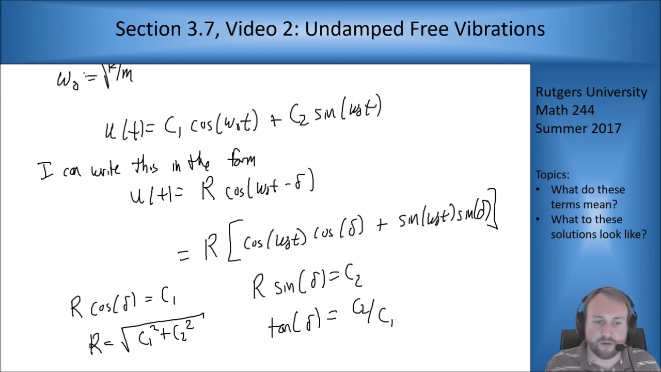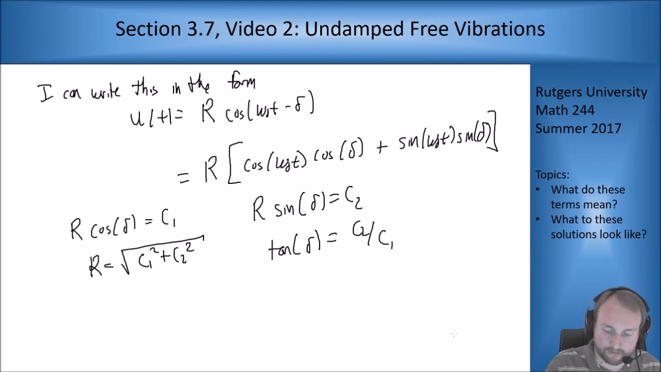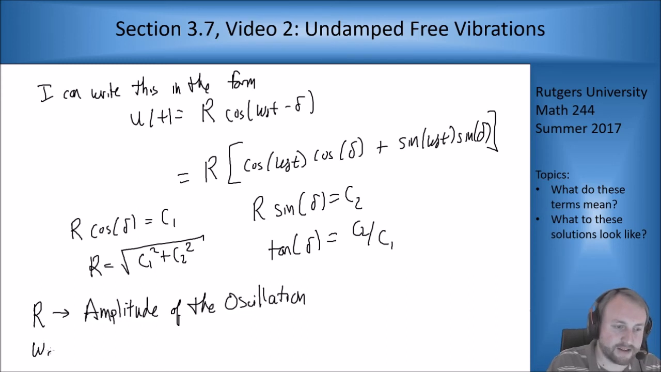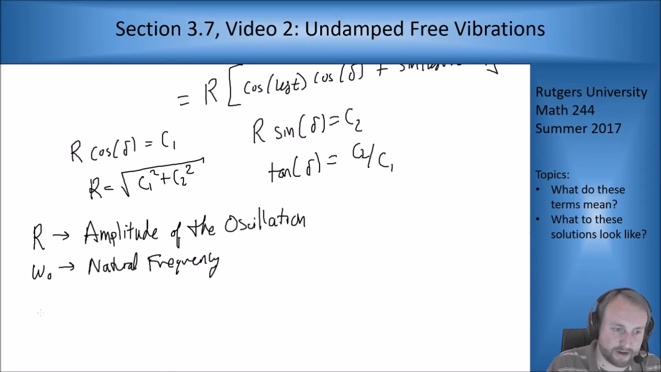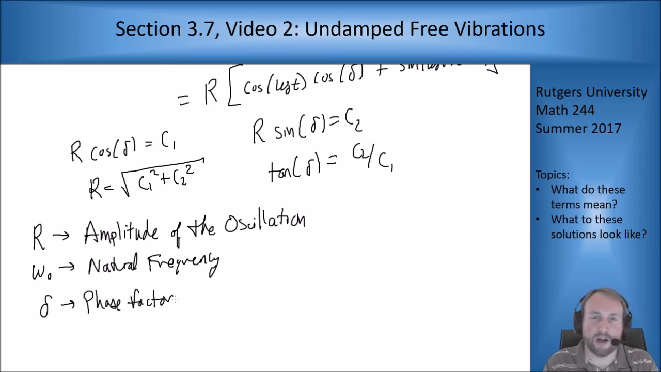Now let's define what all these terms are. R is the amplitude of our oscillation. Omega 0 is the natural frequency, and delta is a phase factor. The delta tells us where along the oscillation curve we're starting our experiment. It depends on the initial conditions. As I mentioned before, the oscillation is always of height r. So if you can solve for r, you know exactly how high it's going to oscillate, and it's going to stay there for all time because there's no way for the system to lose any energy.